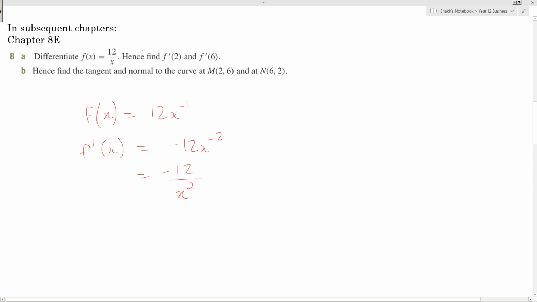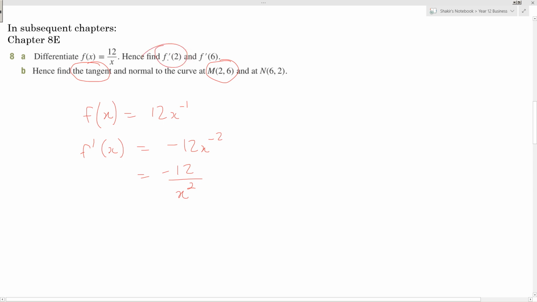Okay, and hence find f dash 2 and f dash 6. We have to find those two, and find the tangent and normal to the curve at those points. Look, I'm just going to do it at this point only. I'm just trying to demonstrate how you find the equation of a tangent. It's no different, regardless of what the point is, right? The procedure is the same. So I'm just going to find that.